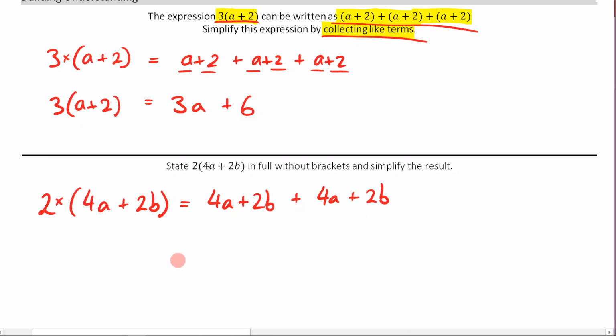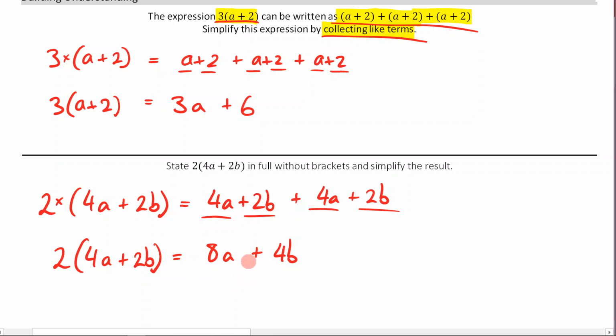If we now gather like terms, we would say I have 4a and 4a. 4a plus 4a is 8a. And I have 2b plus 2b, which is 4b. So what we have just shown is that 2(4a plus 2b) is equal to 8a plus 4b. That's what we've just shown.